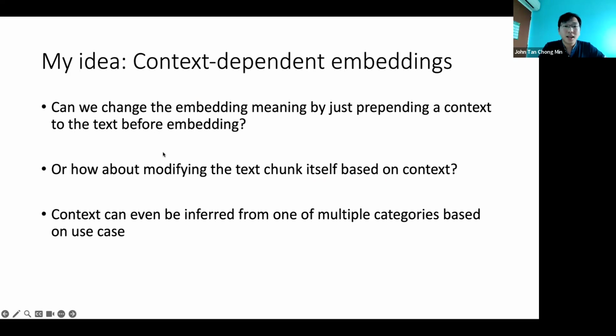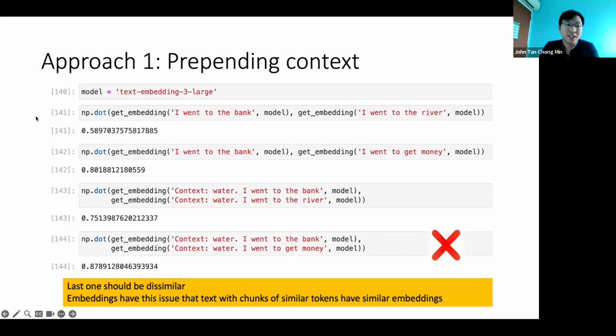So the idea that I have is context-dependent embeddings. How can we change the embedding meaning just by prepending or appending a context before we do the embedding? Or can we modify the text chunk itself based on the context? This context can be one of multiple categories, like what I said earlier, like person, action. This makes the embeddings very flexible. Instead of having only one embedding for each text, you can have multiple embeddings that cater across different categories.